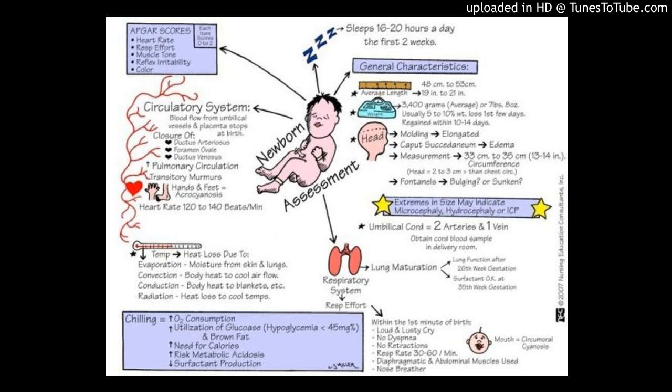Lochia rubra usually lasts how many days? 2 to 3 days, and then we see what? Serosa, very good. And how long do we see that? 3 to 10. And then from 10 days to 6 weeks, we see what? Alba, very good. Okay.